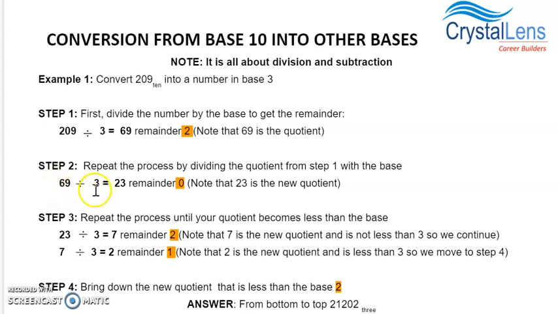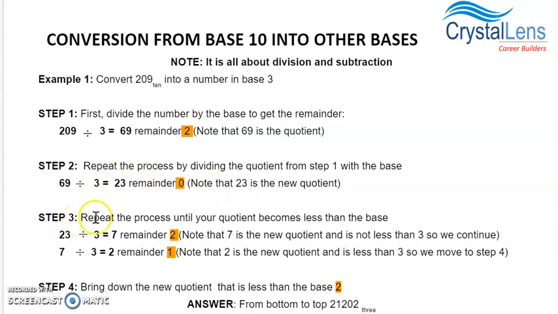69 divided by 3 will give you 23, remainder 0. Again, the 0, which is the remainder, is highlighted because it is very important. So we're always trying to find the remainder at every point in time. So in this case, 69 divided by 3 will give you 23 without any remainder, and so it is important for you to say 23 remainder 0. And so what is the new quotient? The number 23 here becomes your new quotient.